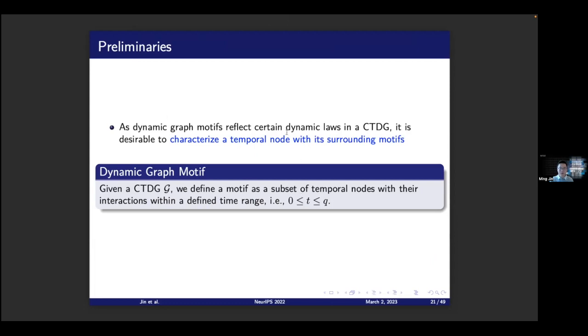And by using the concept of the dynamic graph motif, the learning question turns into how we can characterize a temporal node with its surrounding motifs. Is that possible? The short answer is yes, we can characterize that temporal node with the surrounding motifs, or we say the surrounding dynamic motifs. That is what we did in this work.